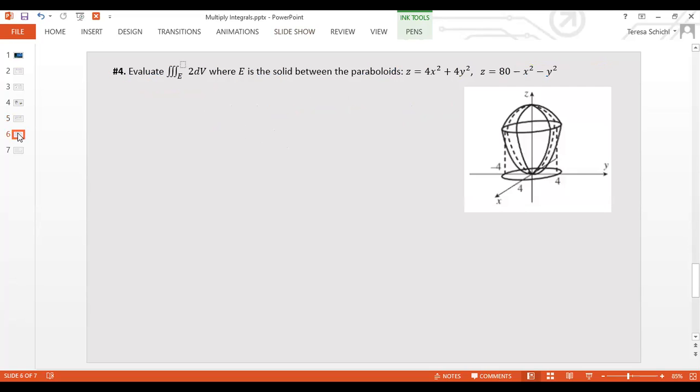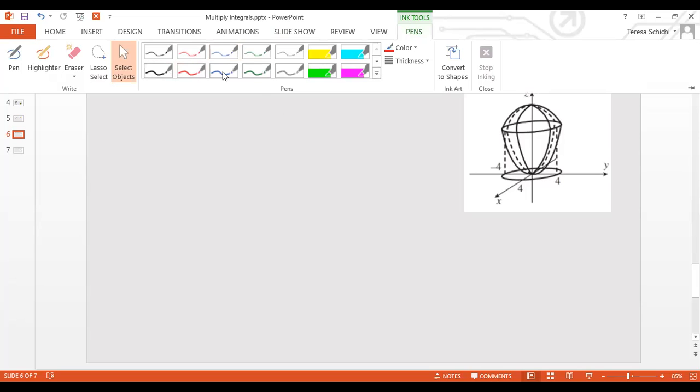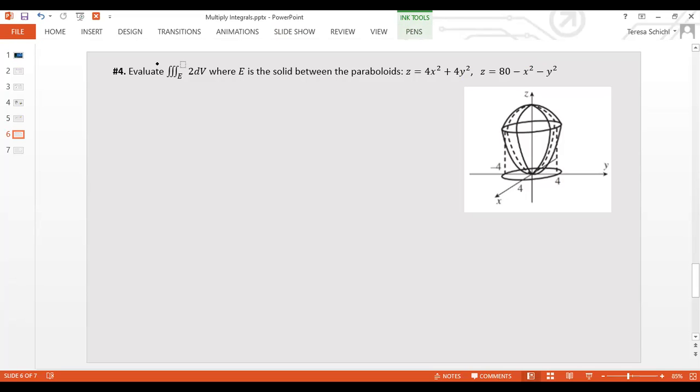Okay, now let's take a look at three dimensions here. How do we do it? How can cylindrical coordinates help us do the integrations here? Let's say we evaluate the integral of 2 dV, where E is the solid between these graphs here. These are paraboloids, one on the top and one on the bottom.